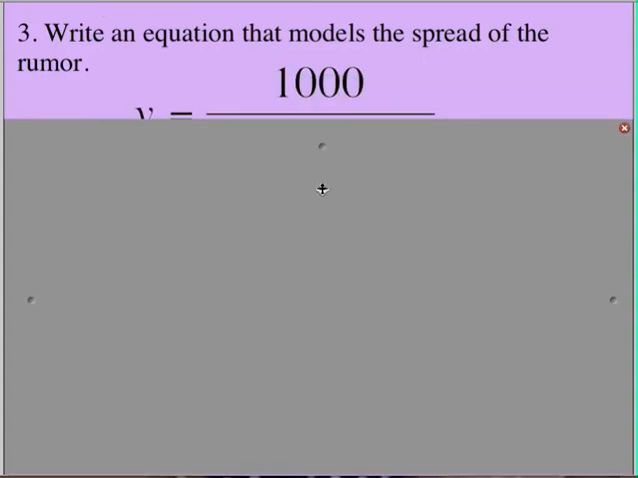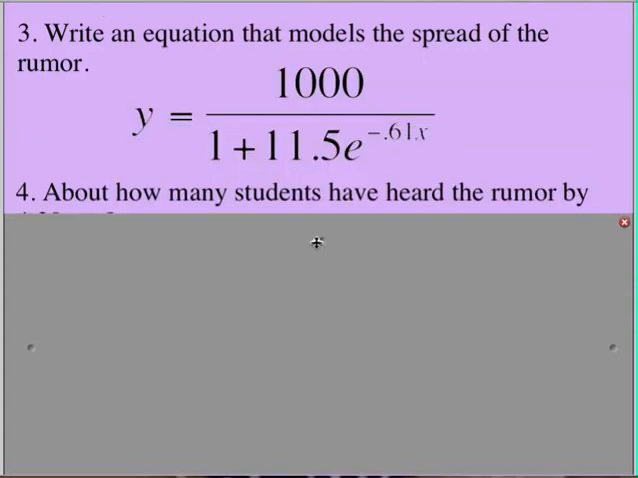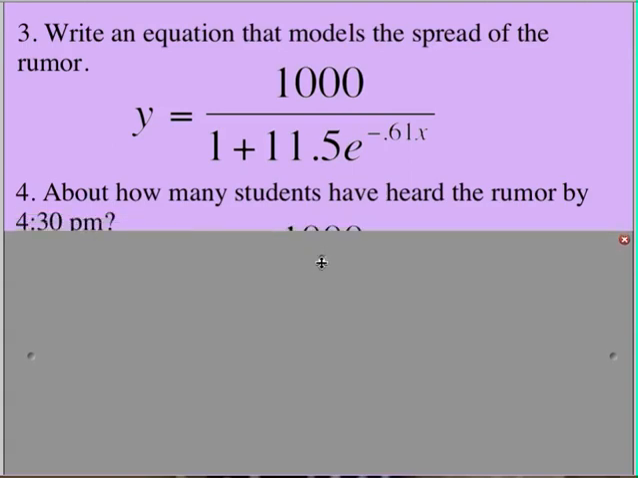So then it says write an equation that models the spread of the rumor. So here it is with the B and the R plugged in. The R does become negative when you plug it into the equation. And now we're going to use this to answer a couple of questions. It says about how many students have heard the rumor by 4:30 p.m. Since I'm asking for how many students, that means I'm going to solve for y, and we need to plug in a value for x.